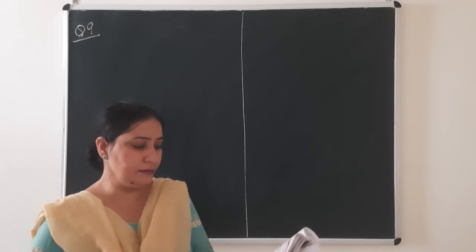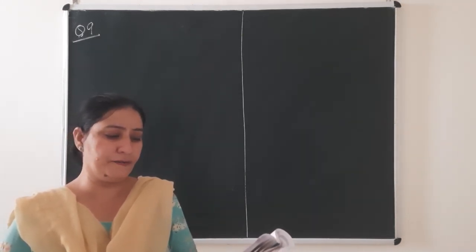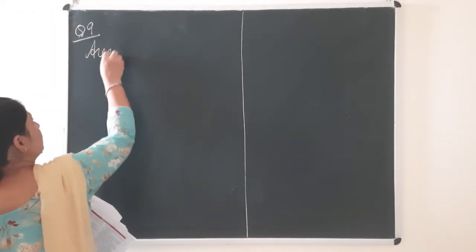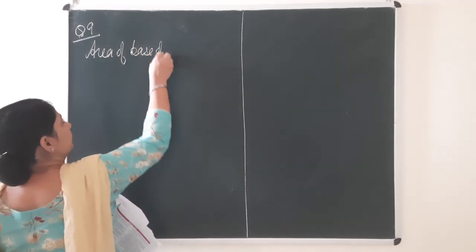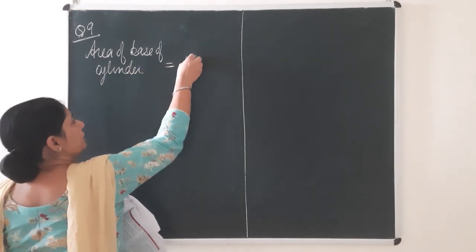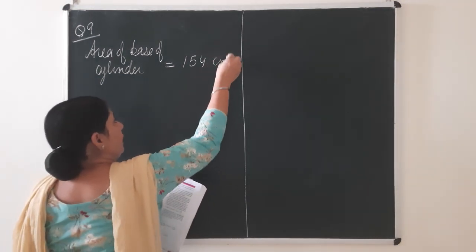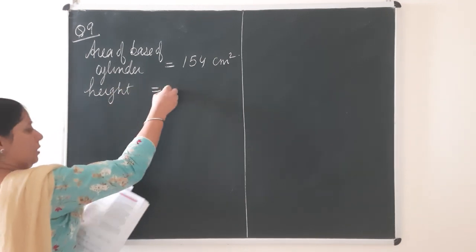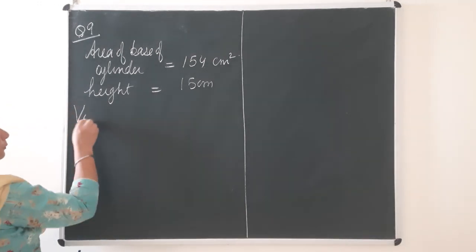Next, beta, question number 9. The area of the base of a right circular cylinder is given to you as 154 centimeter square. So what is given to you now? Now we will start with the cylinder. The area of the base of the cylinder is given to you 154 centimeter square, and the height of the cylinder is given to you, beta, equal to 15 centimeter, and you have to find the volume.